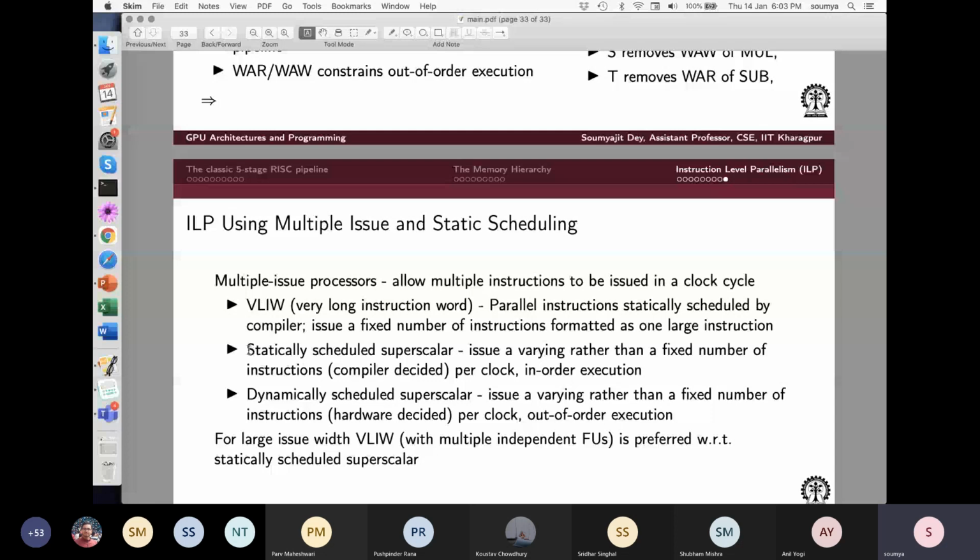So statically scheduled superscalar doesn't really make good sense, because if you are allowing a varied number of instructions, it is kind of neither here nor there. It is not very much a runtime technique. Why will I prefer dynamically scheduled? Because it's a runtime technique. At runtime, I can actually understand more about dependencies than at compile time.